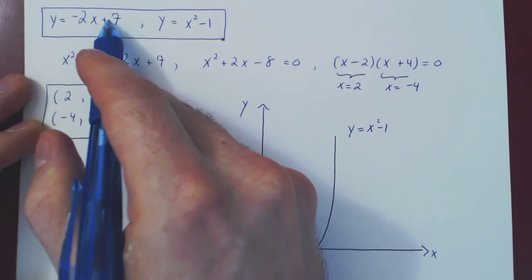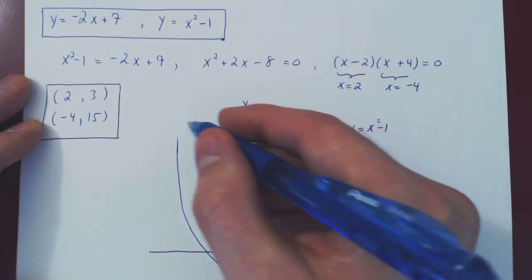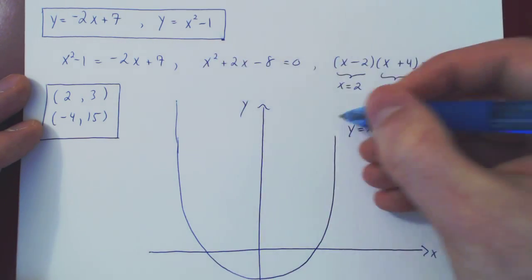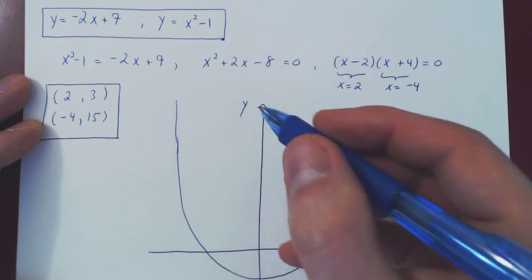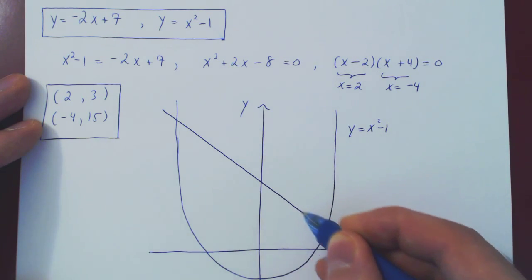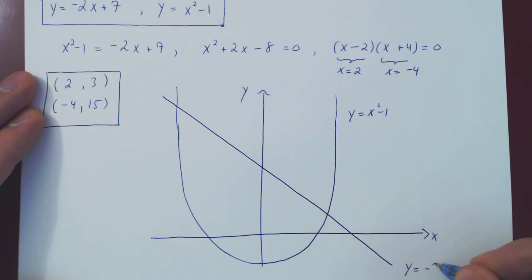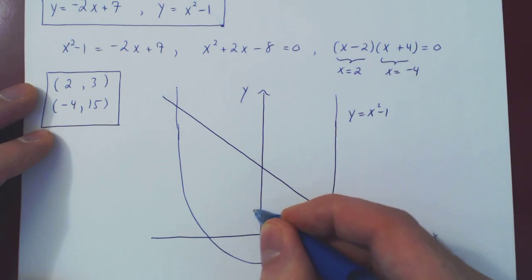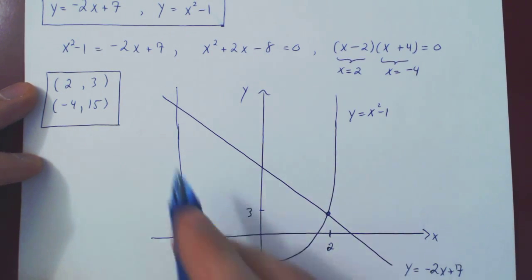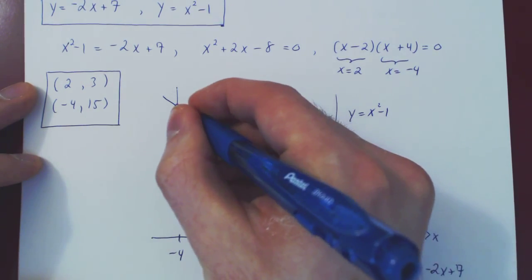And this is a line of negative slope. Y equals negative 2x plus 7. So it would look something like this, I'll go a little higher. Negative 2x plus 7 is something like this. So y equals negative 2x plus 7. And we have our points of intersection. X equals 2, y equals 3. And the other point, x equals negative 4, y equals 15.